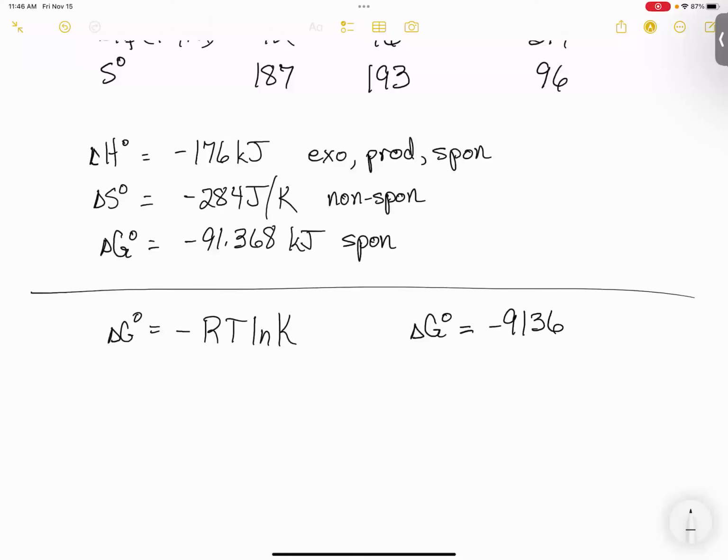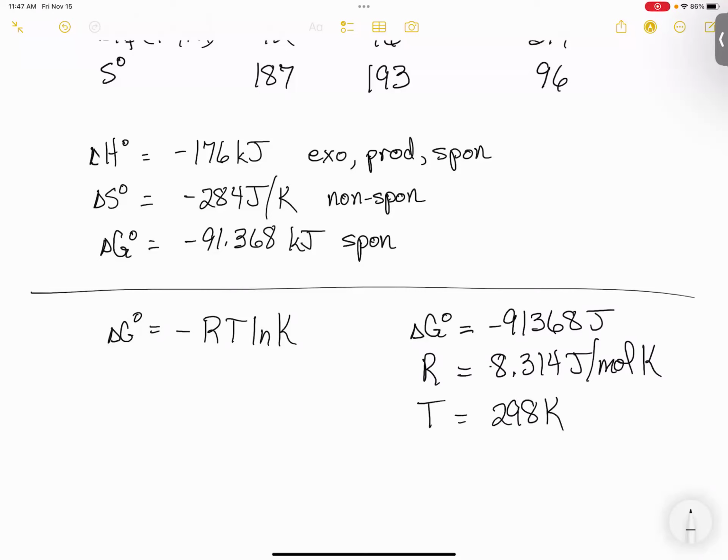So it's negative 91,368 joules. That is because the R that you're going to use is in joules at 8.314 joules per mole Kelvin. It means your temperature needs to be in Kelvin, and that will allow you to calculate your equilibrium constant.